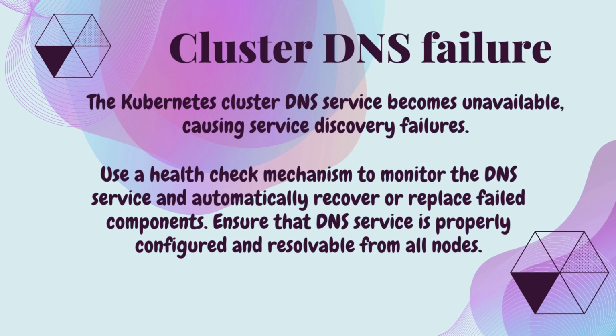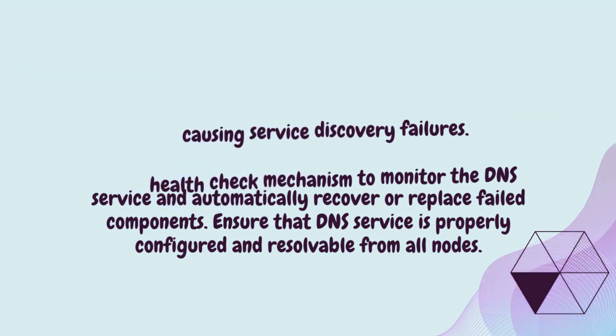So use a health check mechanism to monitor the DNS service and automatically recover and replace the failed DNS component. Ensure the DNS service is properly configured and resolvable from all nodes. CoreDNS or kube-DNS runs as a pod in the Kubernetes internal namespace. I don't remember the name, forget it. If that pod got corrupted or crashed, it has to come up automatically. There should be proper replicas in place, maintained in high availability, and a proper monitoring mechanism. The SRE team should be monitoring this particular pod because it's so critical.